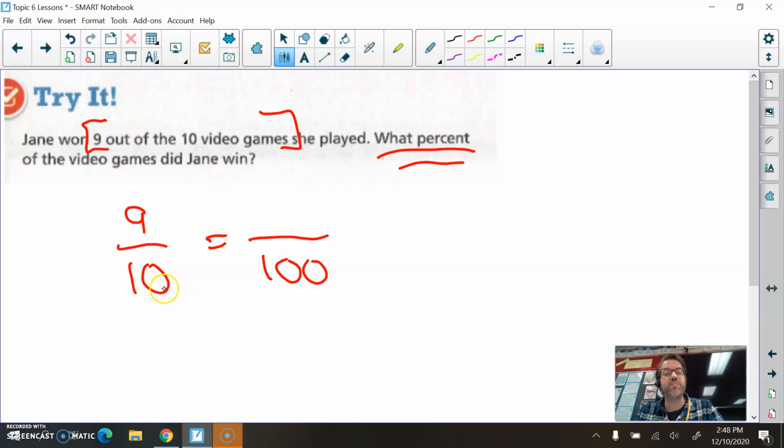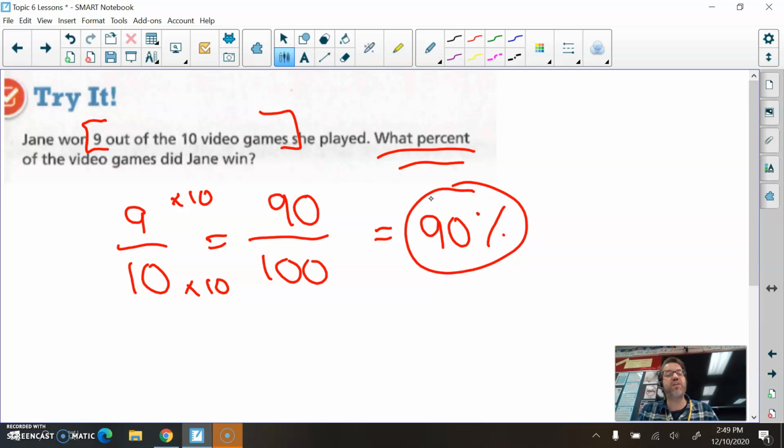And 10 happens to be very compatible with 100. All we have to do is multiply by 10. 10 times 10 is 100. Therefore, I also need to multiply the top number, the numerator, by that same amount, 10. 9 times 10 is 90. So it's 90 out of 100, which means 90%.